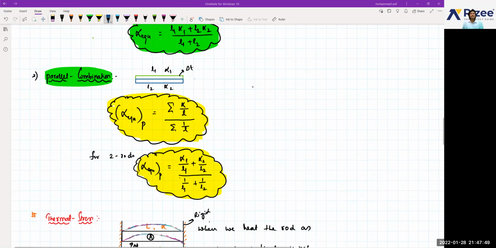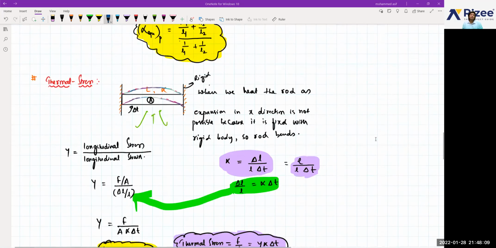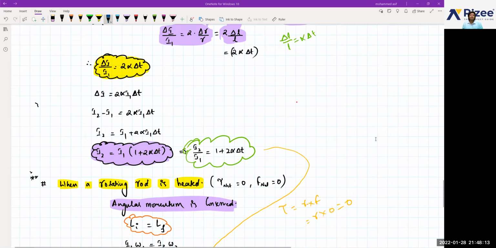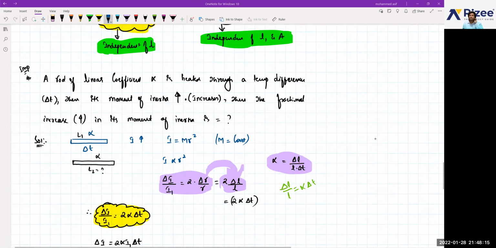That's more than enough. In the parallel combination, beta, when two rods are connected in parallel, with lengths L1 and L2, coefficients alpha 1 and alpha 2, and temperature difference delta T, then alpha equivalent in parallel is equal to summation of alpha by L divided by summation of 1 by L. For two rods, that is alpha 1 by L1 plus alpha 2 by L2 divided by 1 by L1 plus 1 by L2. Yesterday I already told you about thermal stress. You can just go through it. You can also derive this relationship.